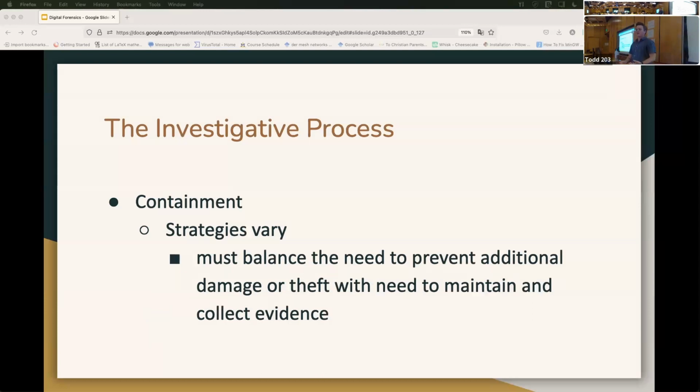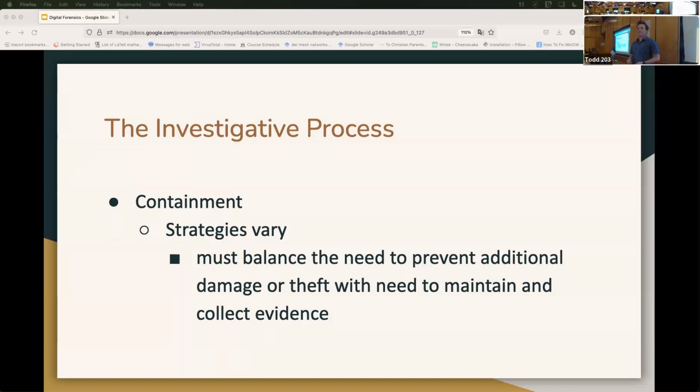After that, we now have our direction. We have our next steps. We're on to containment. We need to make sure that we're not breaking any more systems and we're not losing any more data. These strategies are going to vary. We need to balance what the business can actually accomplish, prevent additional damage and theft, and think about how we're going to be collecting evidence, right?